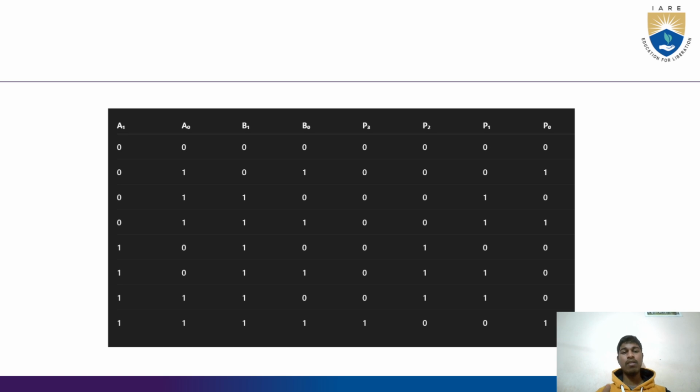In the same way, A0 B1. So false, false, false, false, true, false, false, true, true, true. True, true, true. False, true, false. False, true, false. True, true, true. True, false. True, true, false. So this is how it goes.